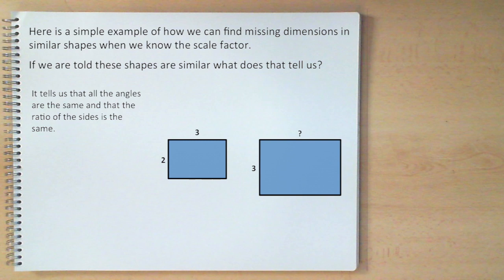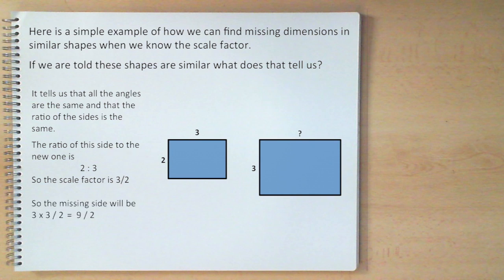So if we look at the two shapes, we know what the short side is in both of them. And so we will know, because they're similar, that the ratio of this side to the new one is 2 to 3. So the scale factor is to multiply up by 3/2. Because they are similar shapes, we know that the long side will have the same scale factor, and that will enable us to work out what that long side is.